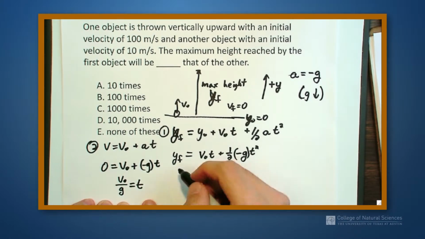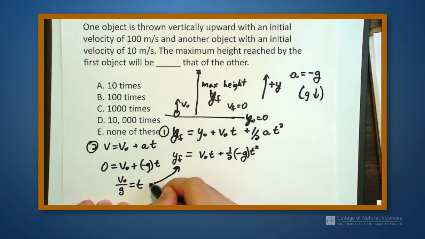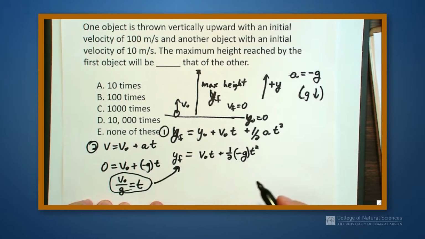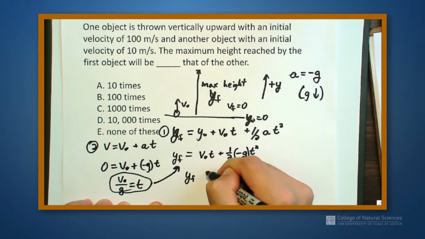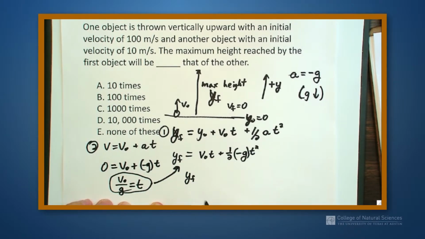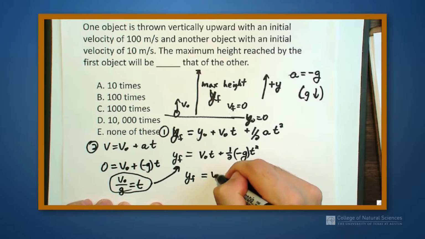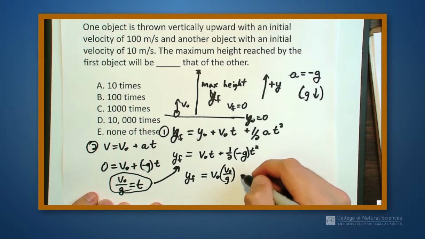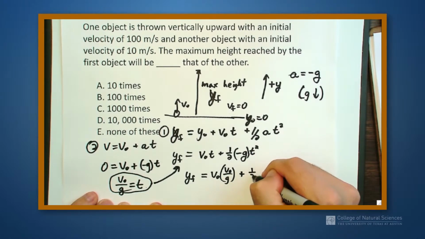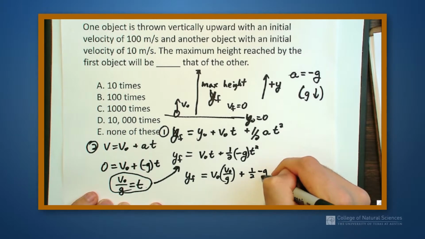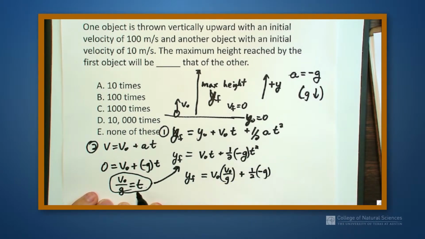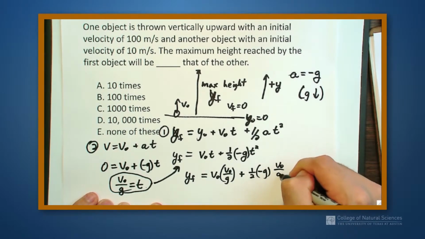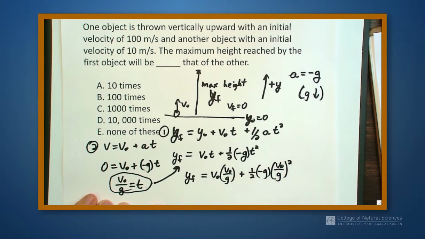That's really nice because now I'm going to plug this result into this equation. So y final, what I really want to figure out, my final max height, is equal to v naught times t. Well, t is nothing more than v naught over g. I just said that in the previous equation. Plus 1/2 minus g, and t squared. So I'm going to get v naught over g quantity squared.